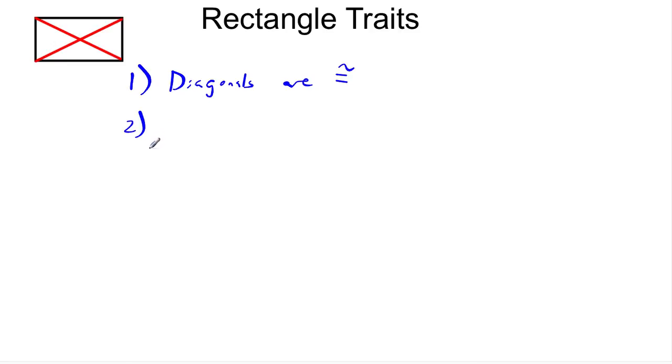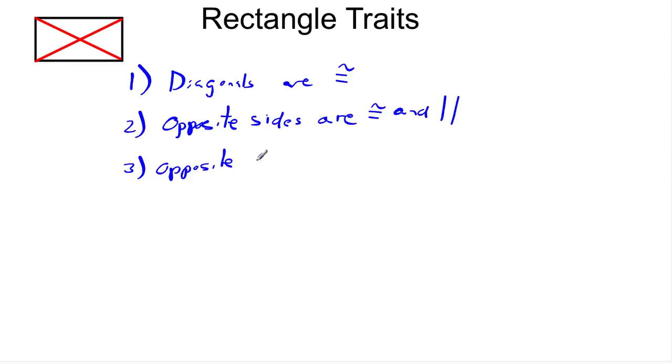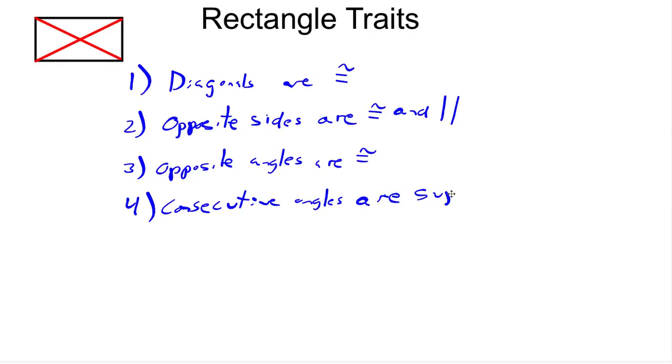Number two, opposite sides are congruent and parallel. So that's part of the definition that we already looked at. We also know that opposite angles are congruent because it's a parallelogram. Number four, consecutive angles are supplementary.